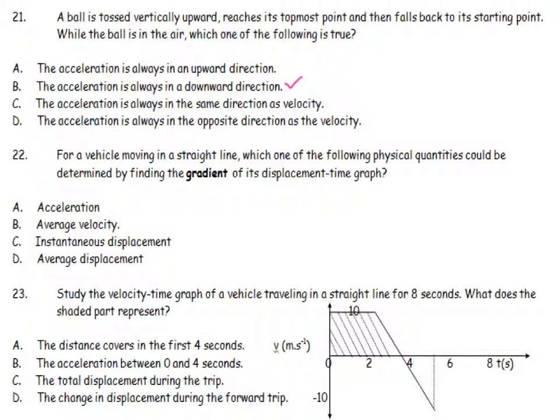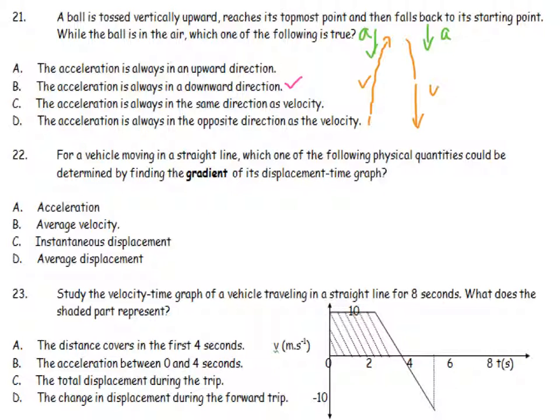The acceleration is always in the same direction as velocity. Well, let's think about that. On the way up, my velocity is upward, but my acceleration is downward. So that isn't true. The acceleration is always in the opposite direction as velocity. Well, let's see. On my way downwards, my acceleration is down and my velocity is down. So therefore, that isn't true either. So the only correct answer is B.